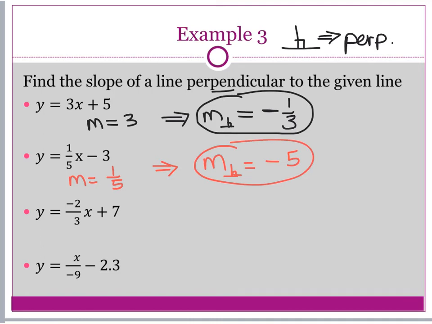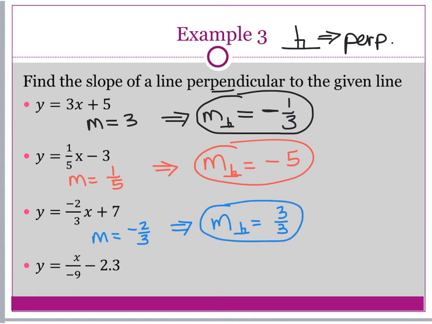For the next part, my current slope is a -2/3. So when I take the opposite for the perpendicular slope, the opposite of that is going to be a positive, and then the reciprocal of 2/3 is going to be 3/2. So the perpendicular slope is a positive 3/2.